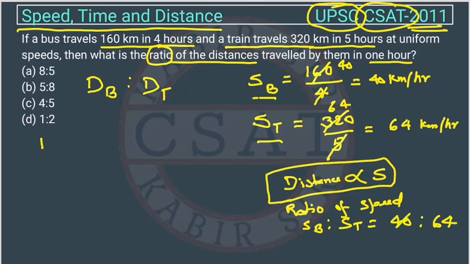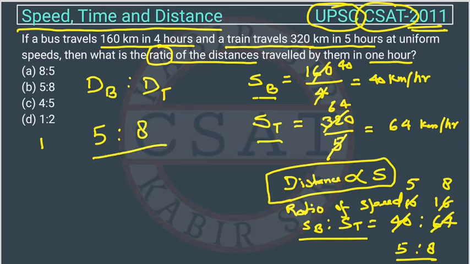From 40 we can cut 4, 10 times, and 64 we can cut with 16 to get 4. Then again we can cut from 2. This is 5 times, this is 8 times. So the ratio will be 5:8. This ratio is equal to the distance ratio, so the distance ratio will be the same, 5:8. So the answer is option B. Option B is the correct answer.